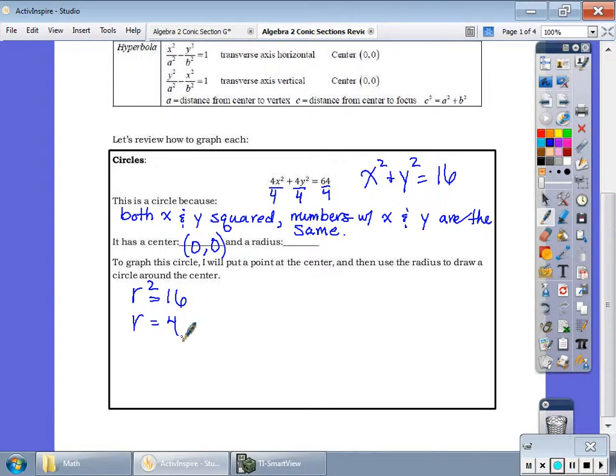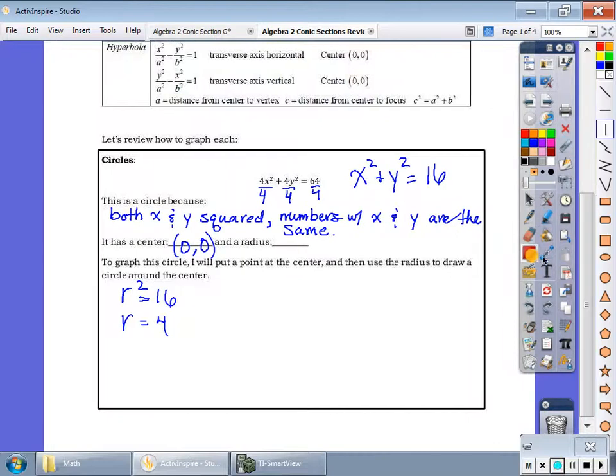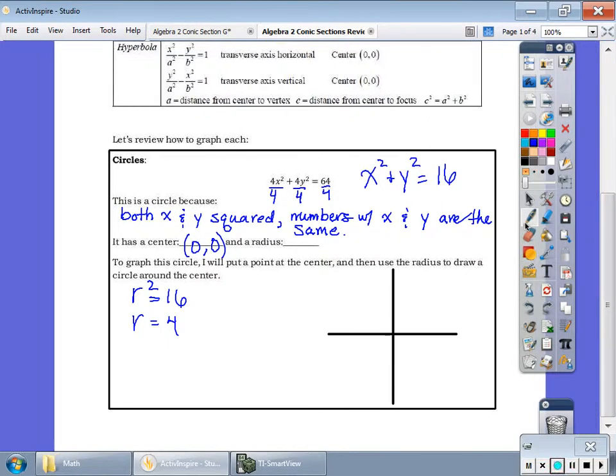So I'm going to put some axes on my paper. You should put some axes on your paper right now. And then to graph this circle, I will put a point at the center, 0, 0. And then I'm going to use my radius, which is 4, to draw a circle around the center. Here it comes, 1, 2, 3, 4.